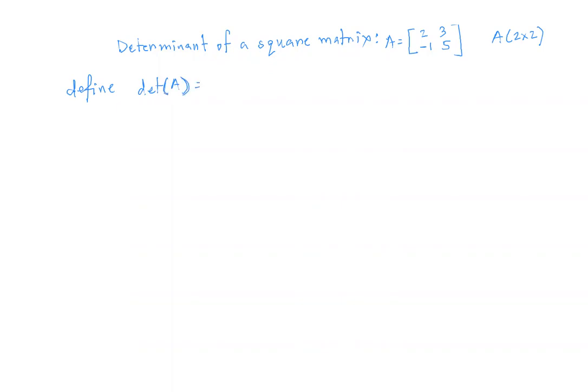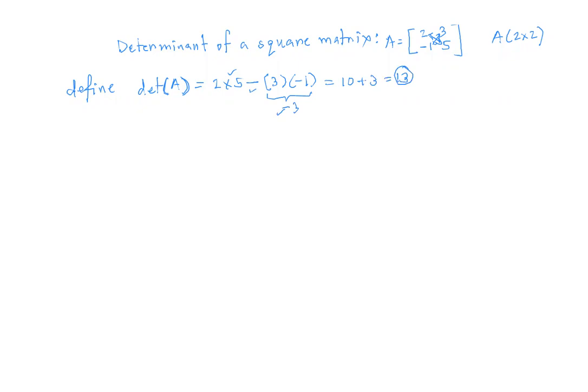The determinant of A is you multiply the two principal diagonal items, 5 times 2, minus you multiply the secondary diagonal, 3 times -1. So 5 times 2 is 10, then 3 times -1 is -3, and subtracting that, negative times negative is positive. So that's going to be 13. The determinant of this matrix is 13.